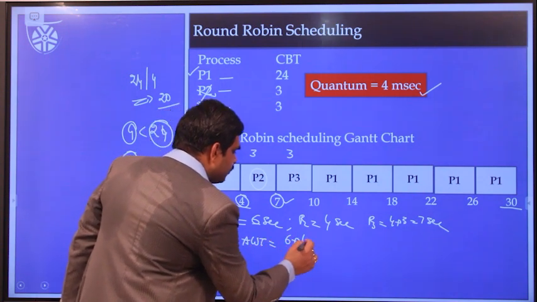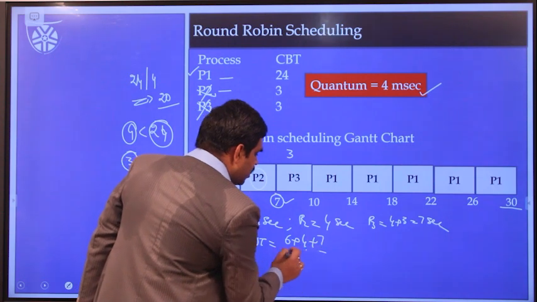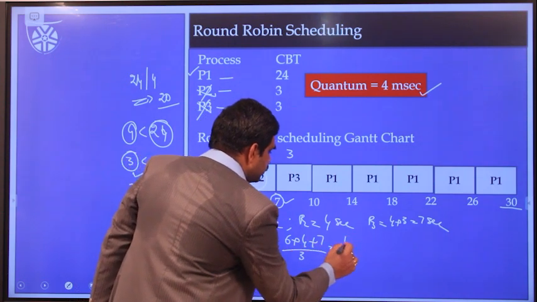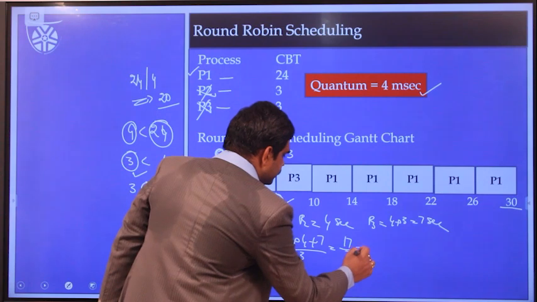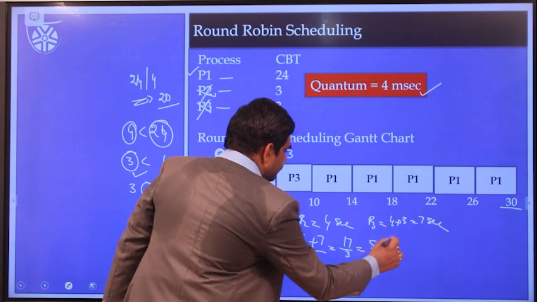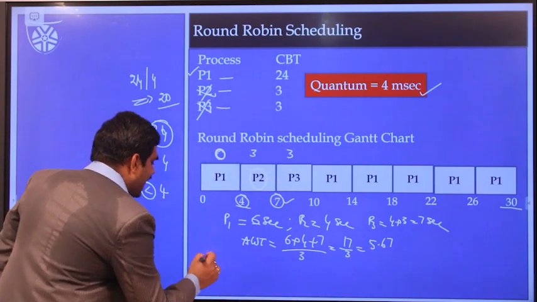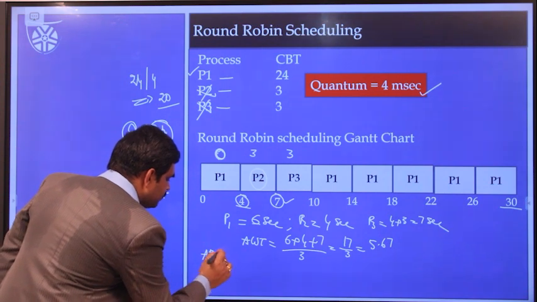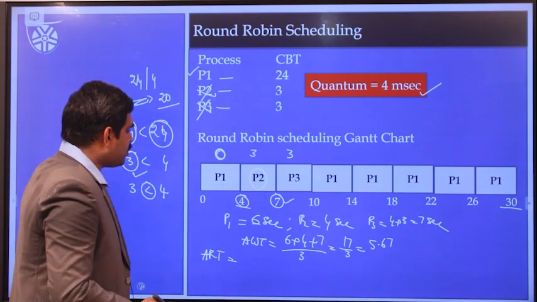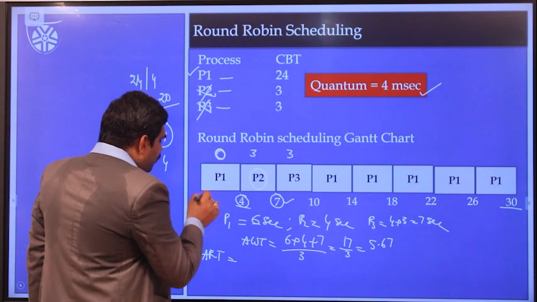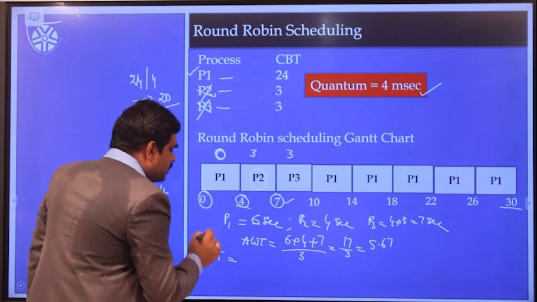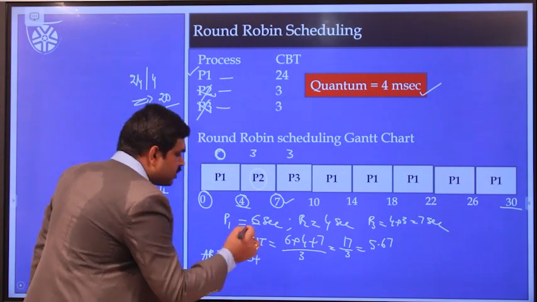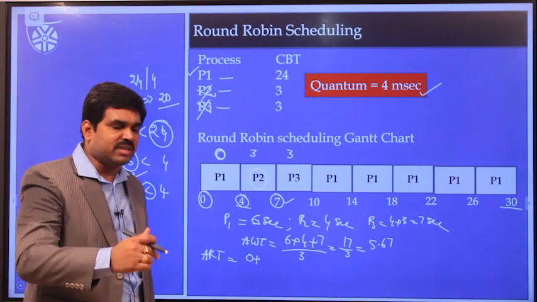6 plus 4 plus 7 whole divided by 3, which is 17 by 3, 5.67. Let us compute the average response time. What about the average response? When does the process P1 get the first response? Only after 0 seconds, right? So after 0 seconds, P1 got the first response.